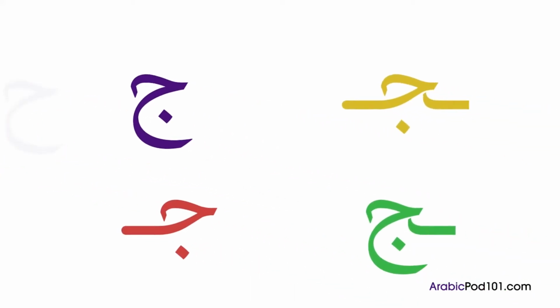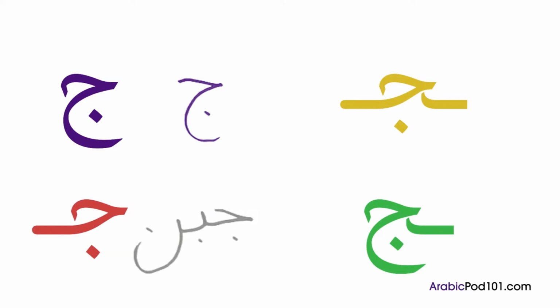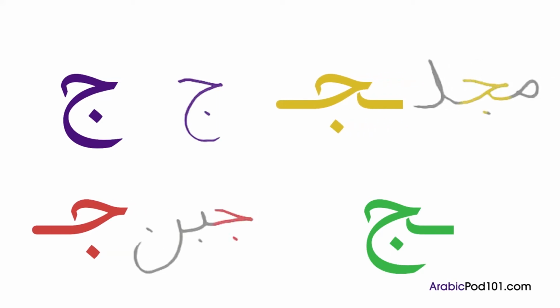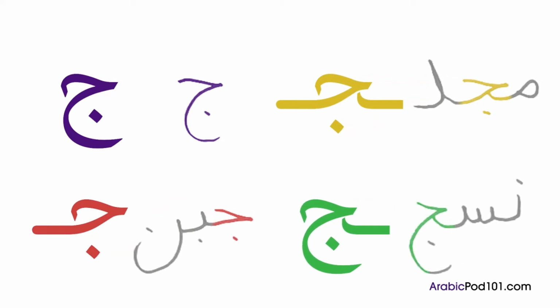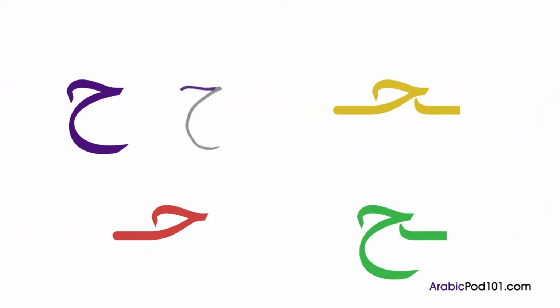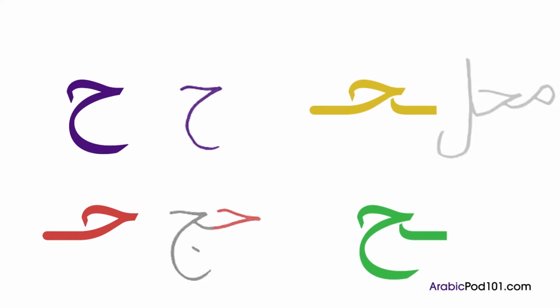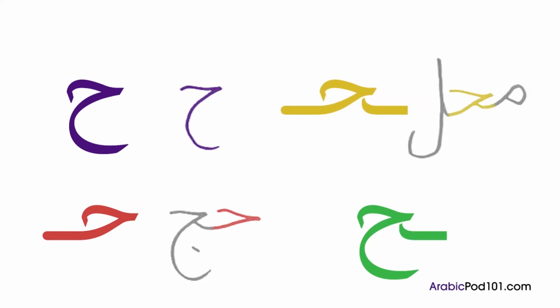In the third lesson, we learned 3 more letters that look alike: jim, ha, and kha. Here's jim. Isolated, initial, medial, final. Now let's check ha. Isolated, initial, medial, final.